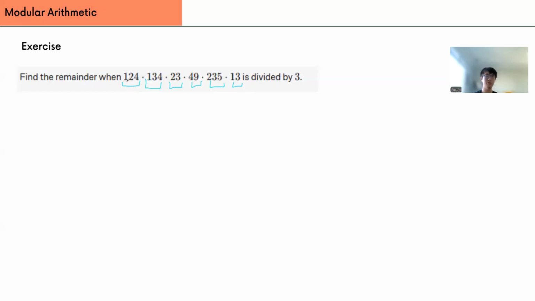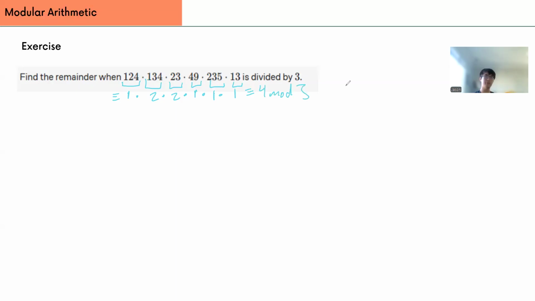So first, 124: 1 plus 2 plus 4 is congruent to 1. So this is 1. This gives us 1 plus 3 plus 4 is 8, which gives us 2 mod 3. This gives us 2. This gives us a 1. This gives us a 1. And this gives us a 1. Okay. So in effect, this is congruent to 1 times 2 times 2 times 1 times 1 times 1 mod 3, right? And this then is congruent to 4 mod 3.